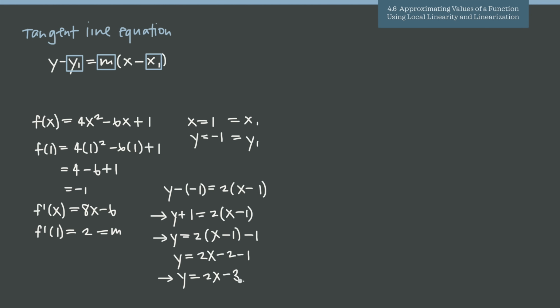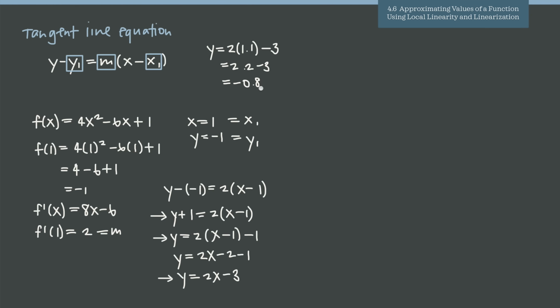So in order to do that, we would simply plug 1.1 into this tangent line equation. So if we do that up here, what we would get is y is equal to 2 times 1.1 minus 3. That gives us 2.2 minus 3, or negative 0.8. So the approximate value of this function f of x at 1.1 is negative 0.8.